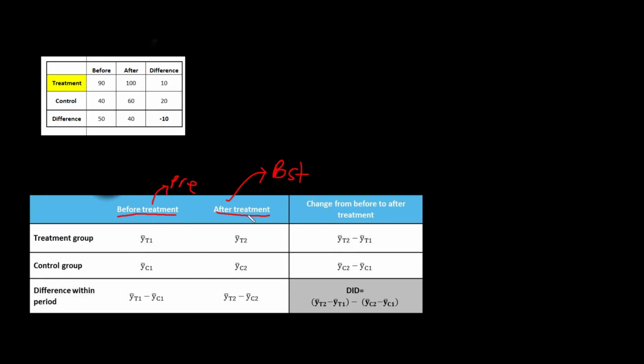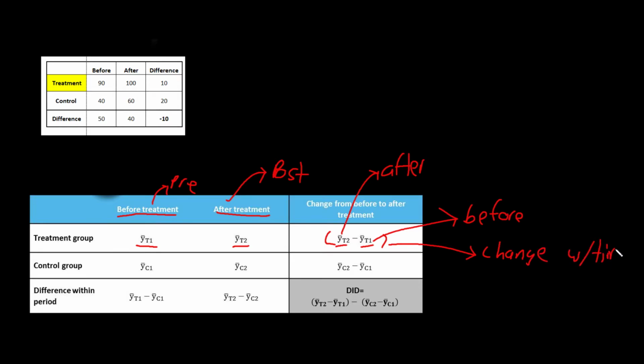Okay. So what this shows is the treatment group's value before the treatment. This is the treatment group's after. The change from before to after the treatment is what's interesting. This is the treatment group's variable after treatment, and this is before. So this whole thing here is the change with time and treatment, because they receive treatment in that time, because they are the treatment group. I'll leave that as true.